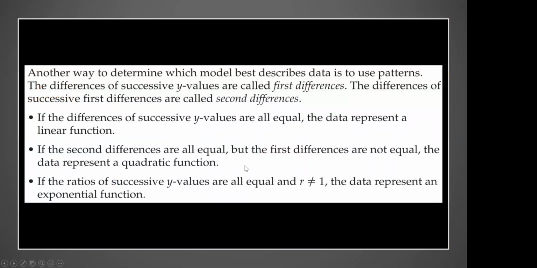All right, so another way to determine which model best describes data is to use patterns. The differences of successive y values are called first differences, and the differences of successive first differences are called second differences. If the differences of successive y values are all equal, meaning whatever data you're given, you look at the y values and each one has equal differences, so the change in y is the same from one point to the next point, then the data represents a linear function. That's going to be a line.